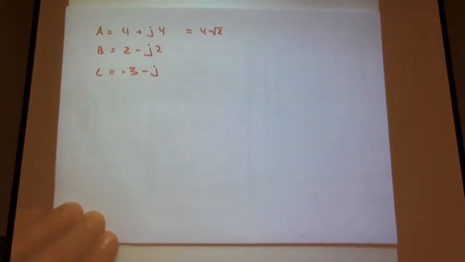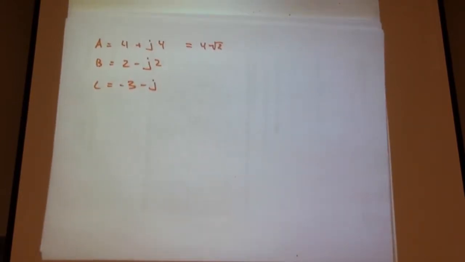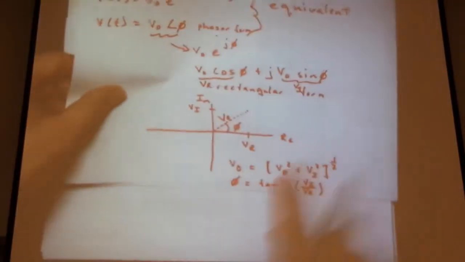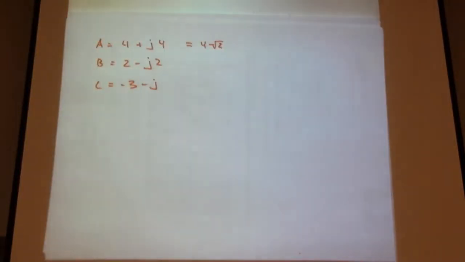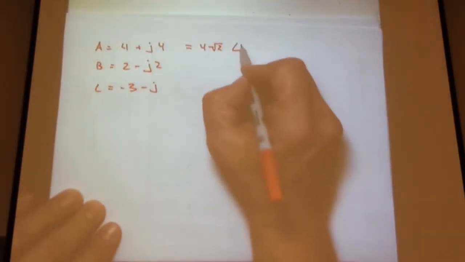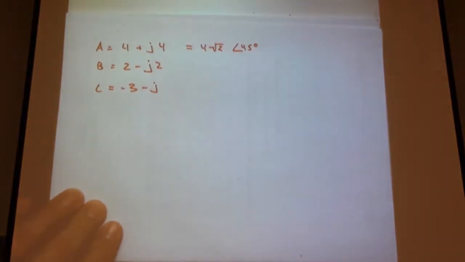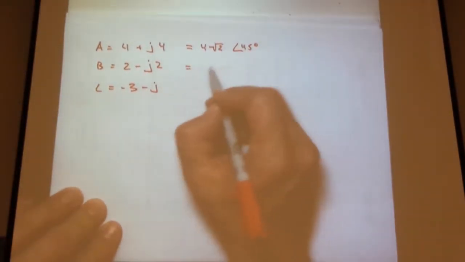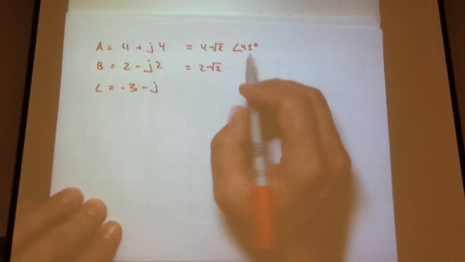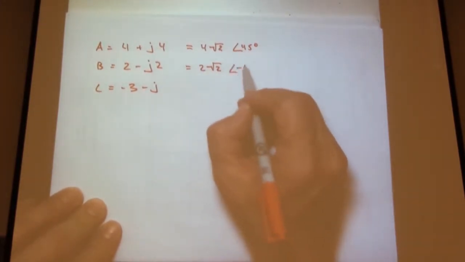The magnitude of A is 4 times square root of 2. So 4 squared plus 4 squared, square root. Hopefully we all agree, 4 times square root of 2. Essentially, I'm just plugging them in: there's the real, there's the imaginary, take the square root, and an angle of 45 degrees, or pi over 4 if you prefer. And likewise, we have 2 square root of 2 here, and an angle of minus 45 degrees.